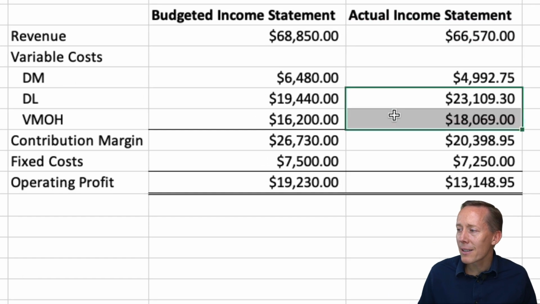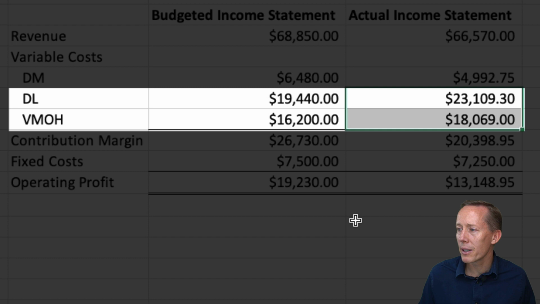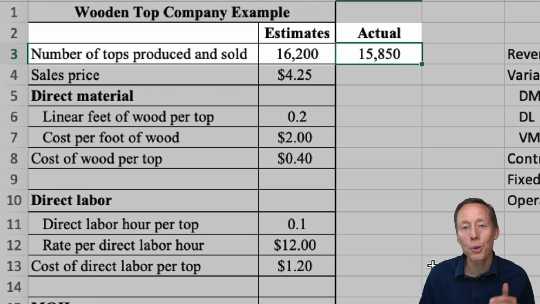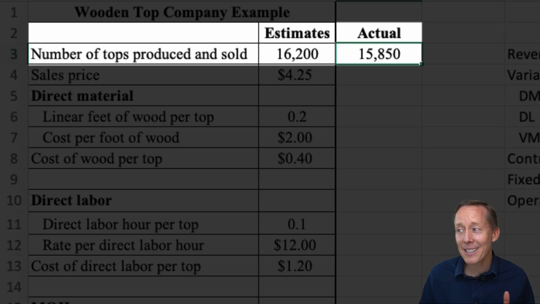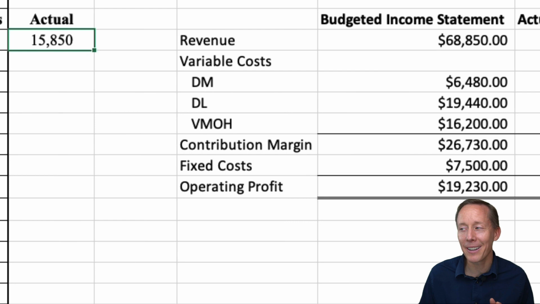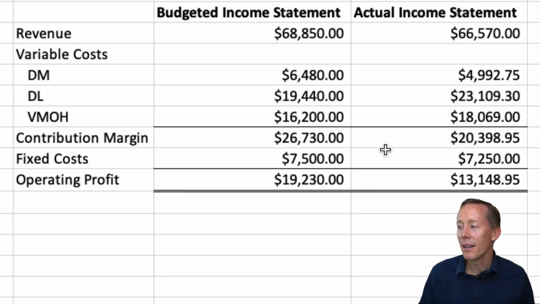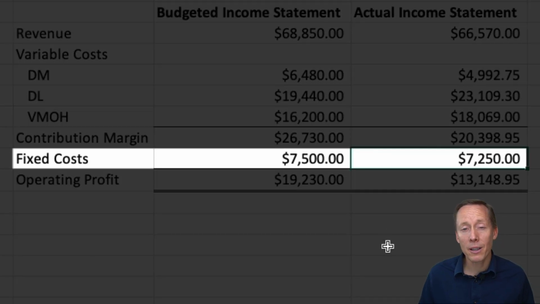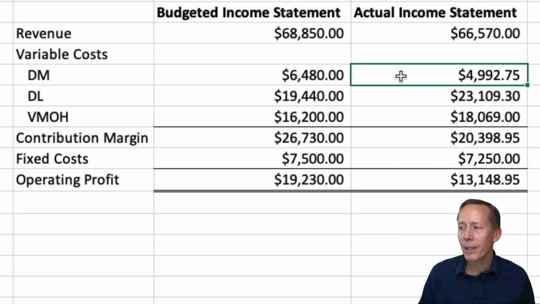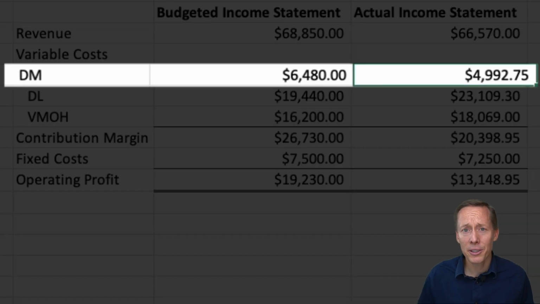Well, it's easy to see that direct labor and variable manufacturing overhead are more than expected. And that's particularly bad because we made fewer tops than expected. So we can see that something is out of control there in an unfavorable way. On the other hand, it's easy to see that fixed costs are less than expected, not by very much, but they are less. All right, what gets tricky though is when we get to something like direct material cost.